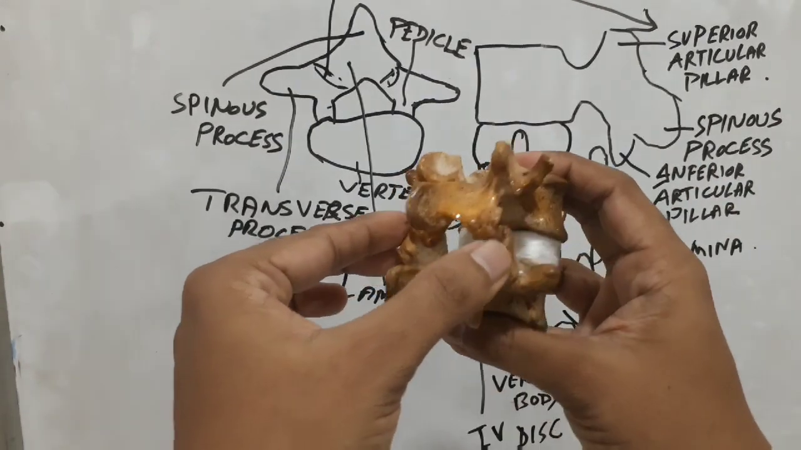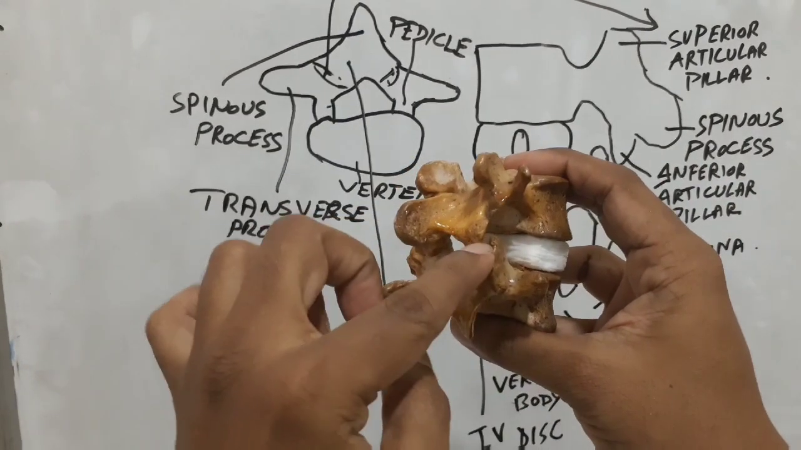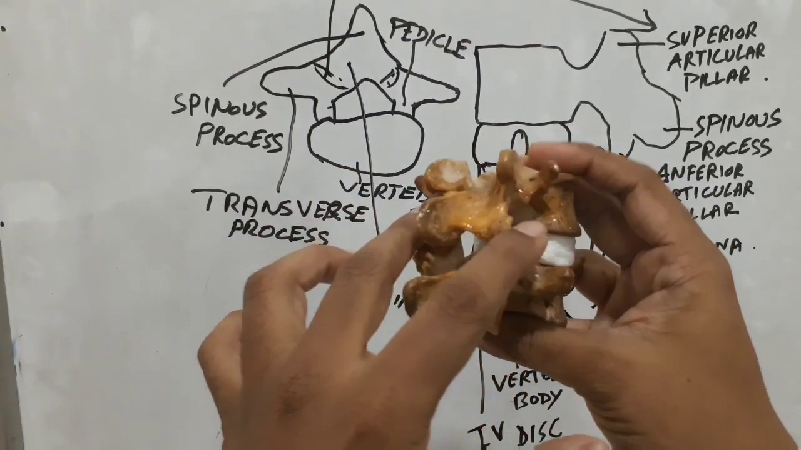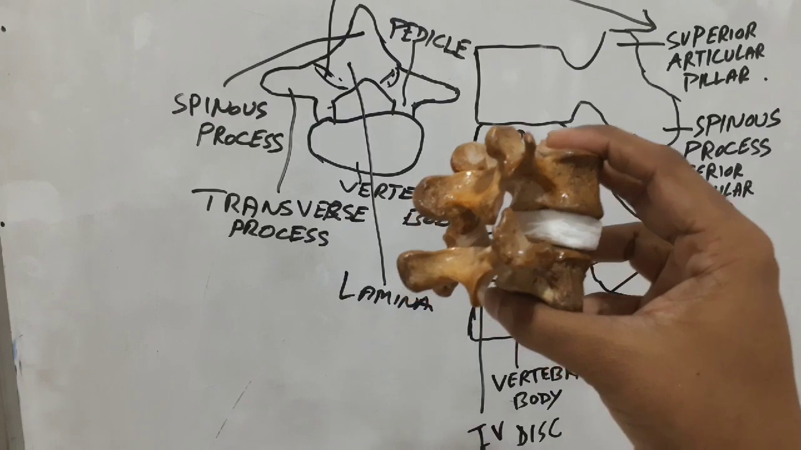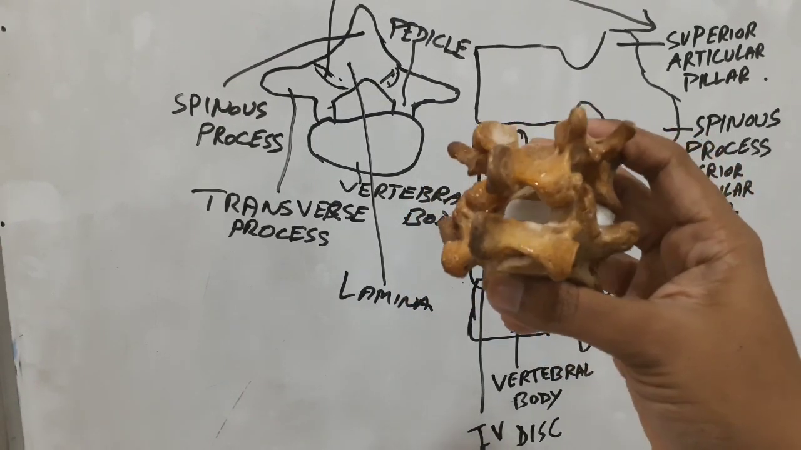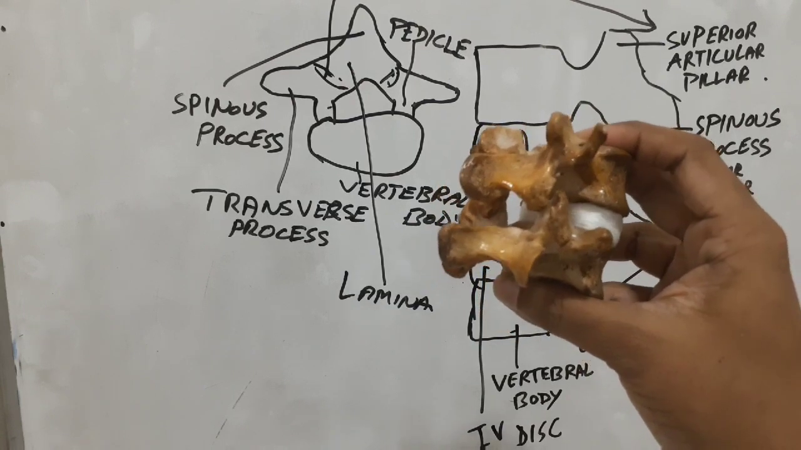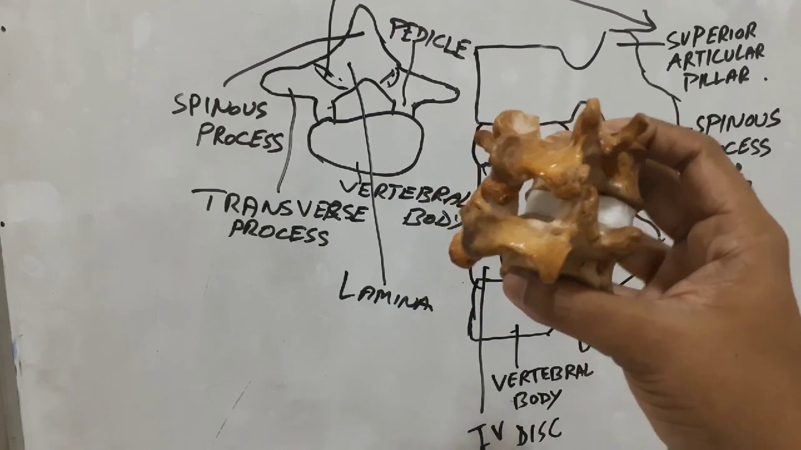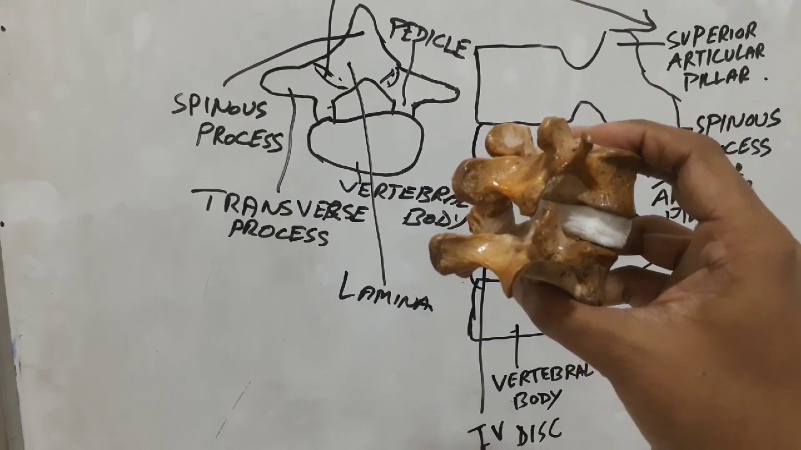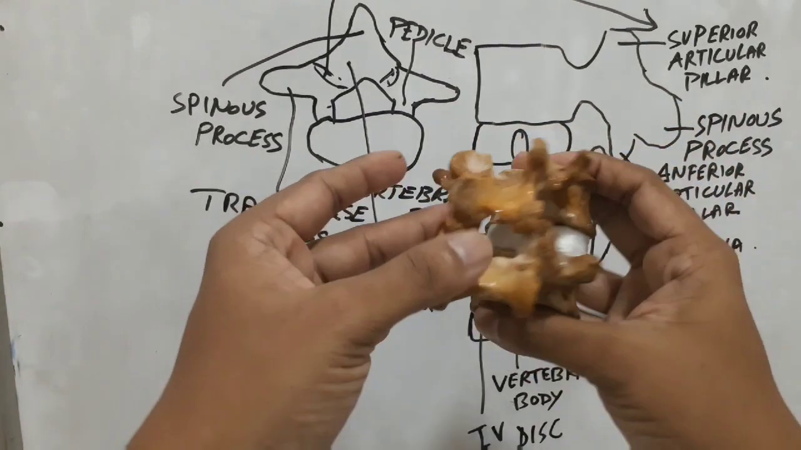Facet joints are synovial joints. It has synovial fluid with the capsule on both sides. So these are plain synovial joints. Some say it is curve shaped or J shaped, but you just remember, make it simple. For now you remember it's a plain synovial joint.